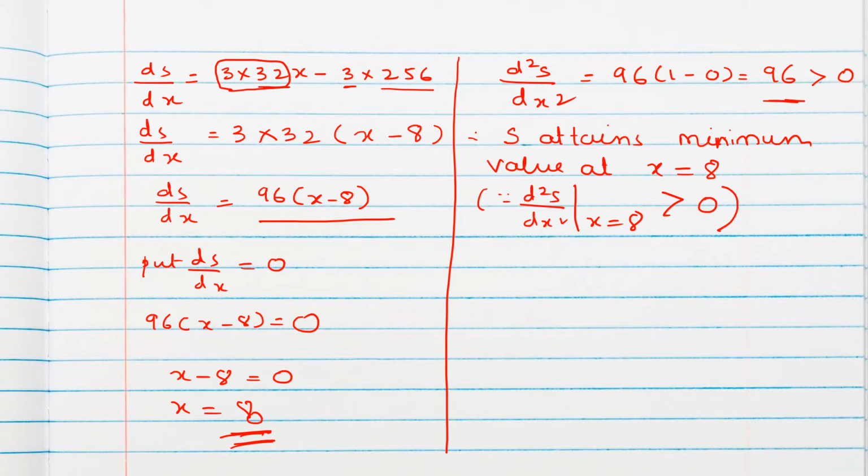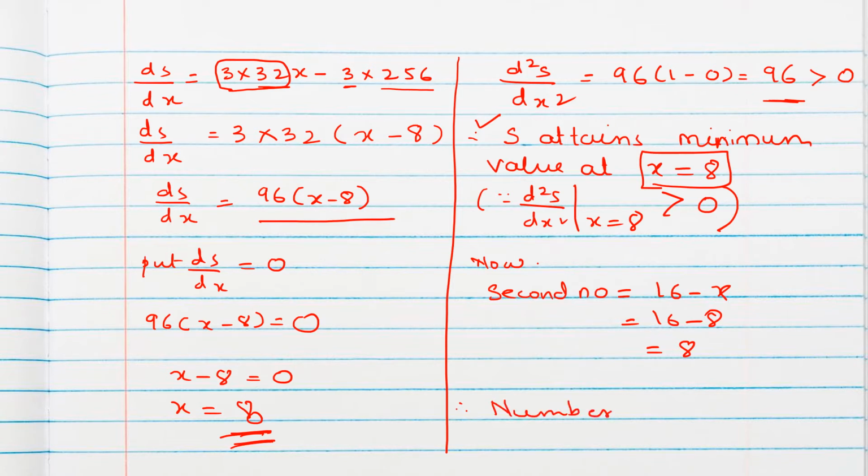So we got one value of x, and we proved that the sum of their cubes will be minimum, isn't it? So now to find the second number, what is the relationship between the first and second number? The second number will be 16 minus x, isn't it? So 16 minus 8, that is 8. Therefore the numbers are 8 and 8.